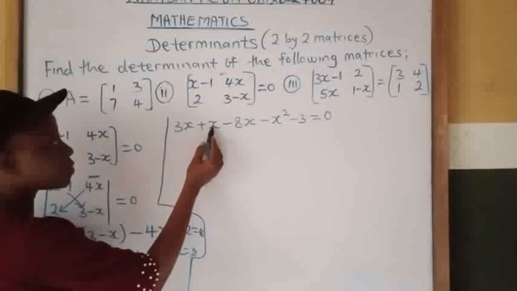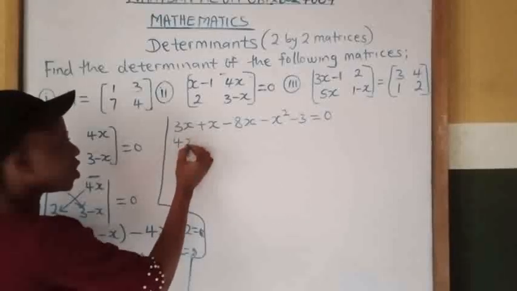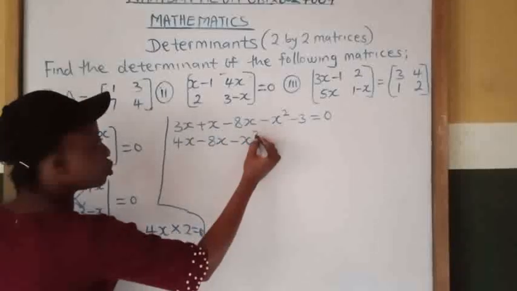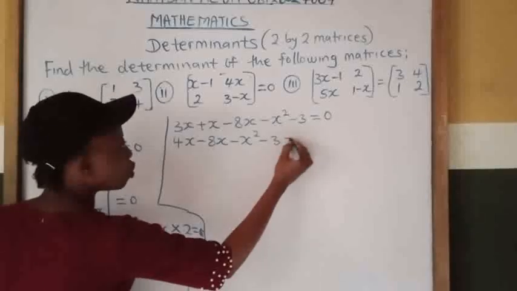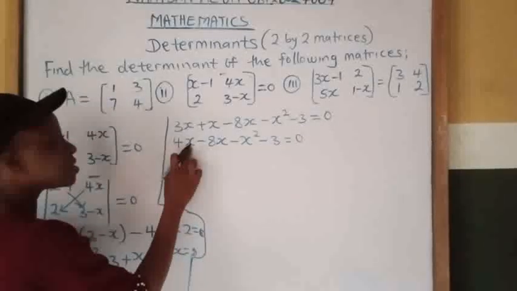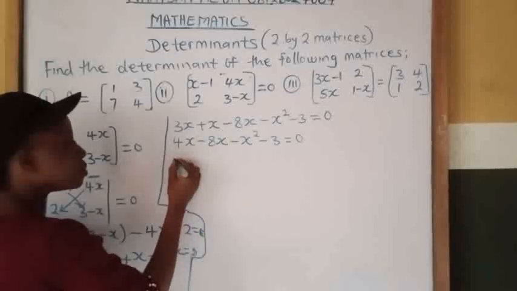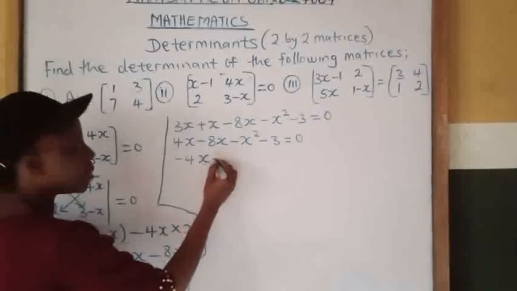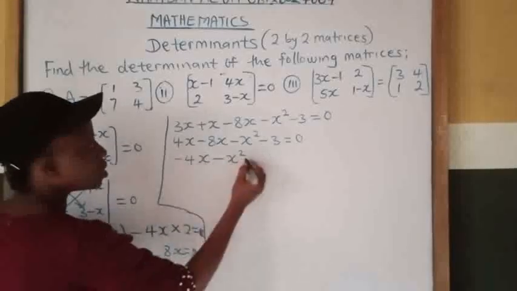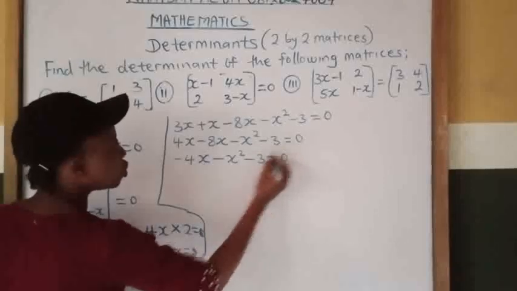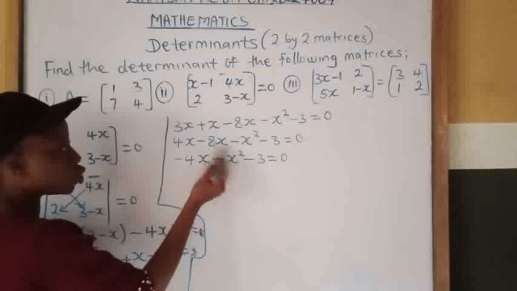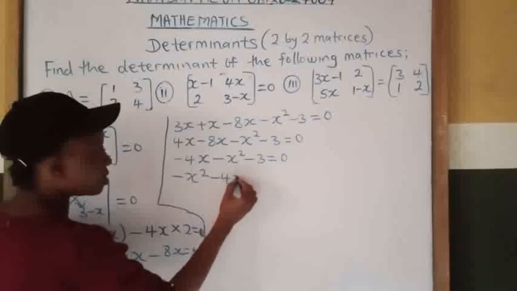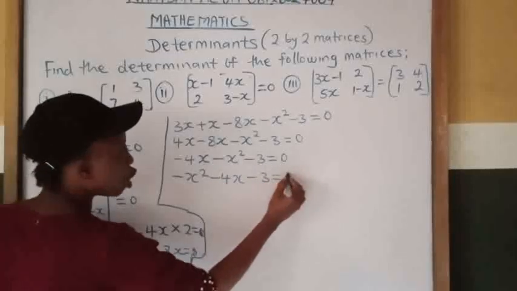So 3x plus x will give us 4x, then minus 8x, minus x raised to power 2, then minus 3 equal to 0. So 4x minus 8x will give us minus 4x. Then minus x raised to power 2, then minus 3 equal to 0. So let this x raised to power 2 come first. So we have minus x raised to power 2, then minus 4x minus 3 equal to 0.